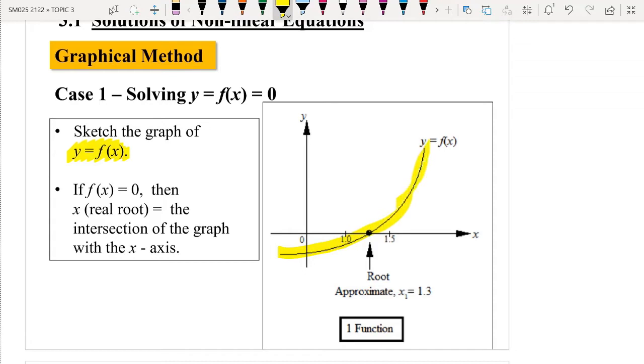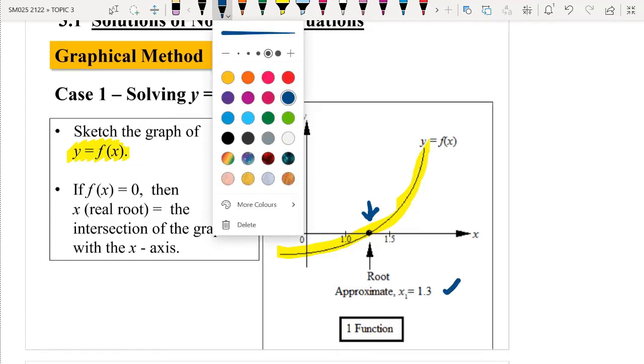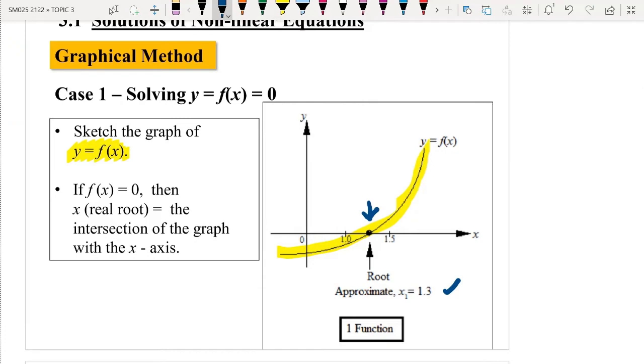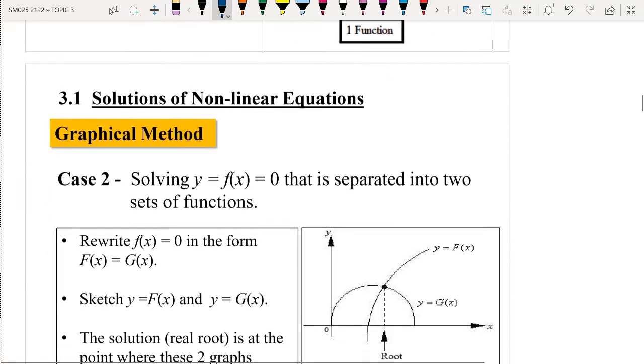Okay, how do we determine the existence of solution or roots? In this case, it is basically based on the x-intercept, where an x-intercept means that the solution exists. So our roots exist there. Here, let's say the x-intercept is between 1 and 1.5, we approximate that the root exists at 1.3. So that's the approximation value. Okay, so moving on, next one.